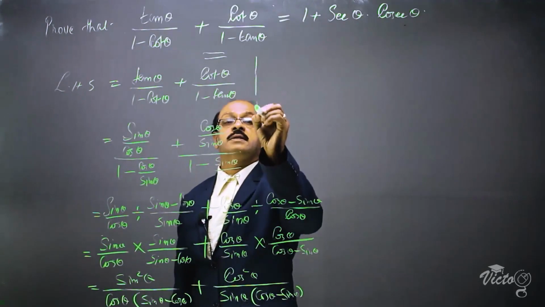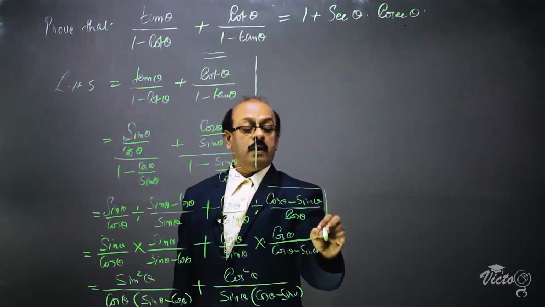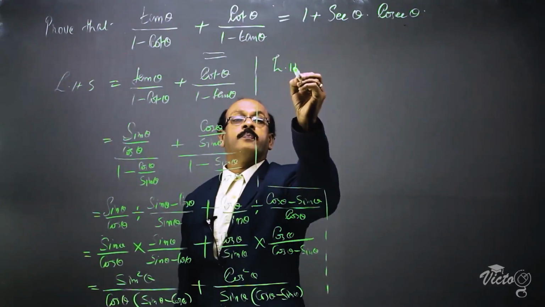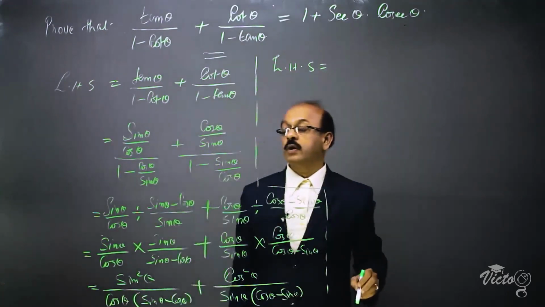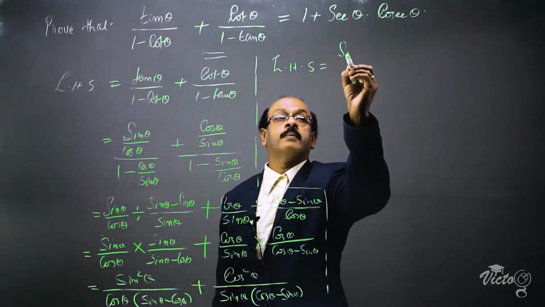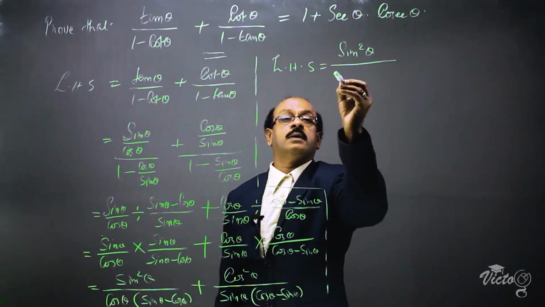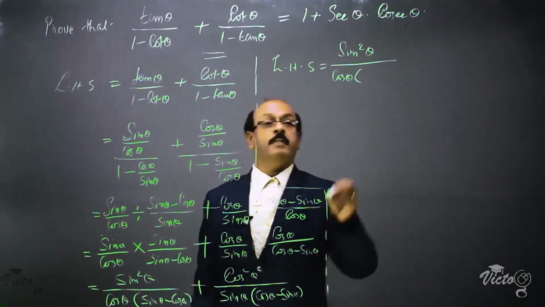That means LHS reduces to, LHS is equal to sin square theta divided by cos theta into sin theta minus cos theta.